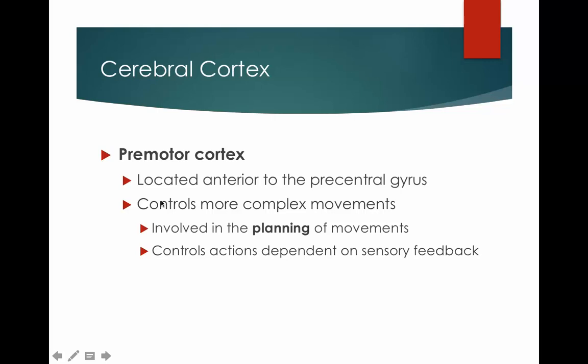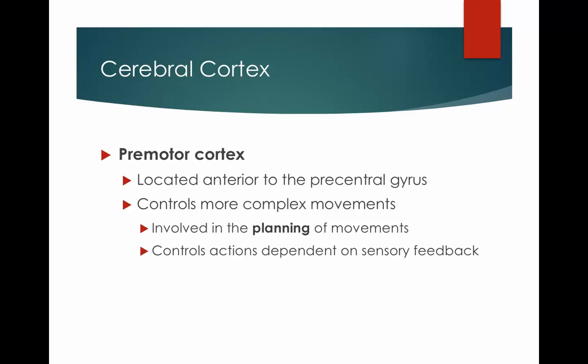The premotor cortex, located again in that frontal lobe just anterior to the precentral gyrus, does a lot more of planning of movements. So when we think about more of our complex movements, multi-joint movements and multi-planar movements, the more complex the movement, the more involved the premotor cortex is going to be. It's going to be in constant communication with other areas of the brain to help plan these movements.